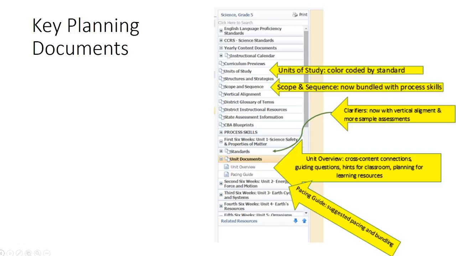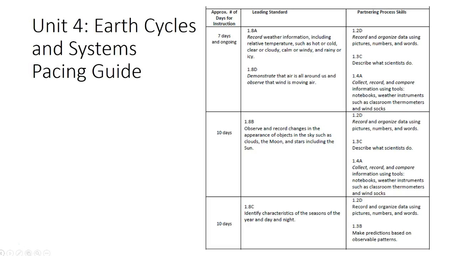As always, I just want to point out some key planning documents that really will save you time as you start to get your plans down for the 6 weeks. Today we're going to look at the pacing guide. We're going to look at some components of the unit overview and then the vocabulary and the clarifiers. So let's start off with the pacing guide.